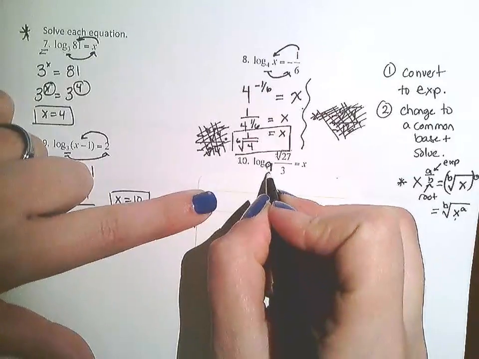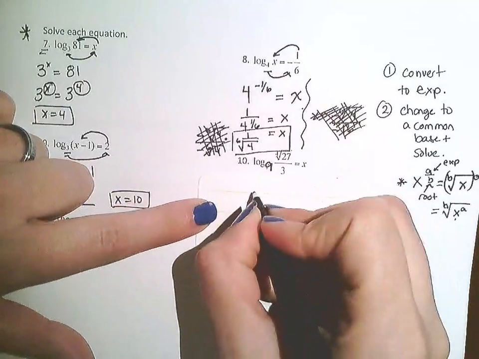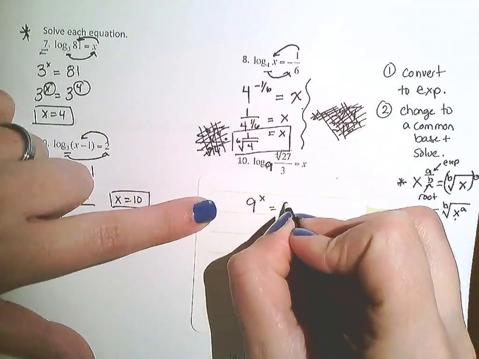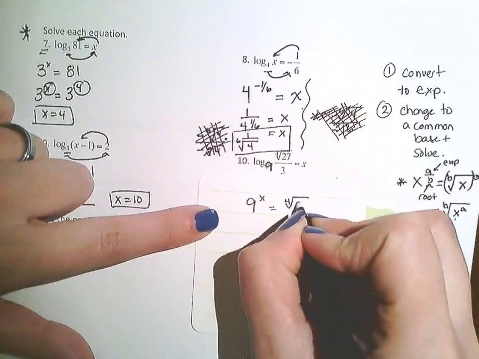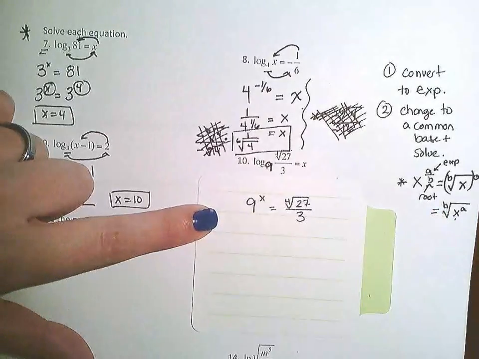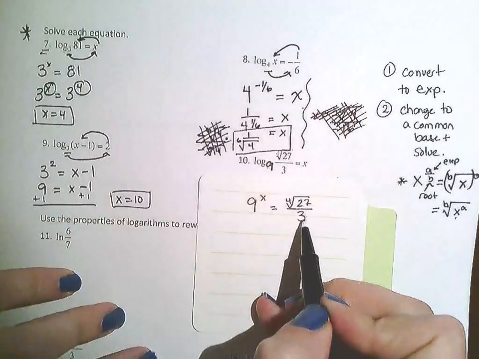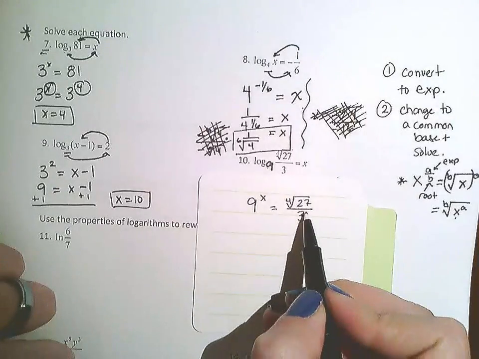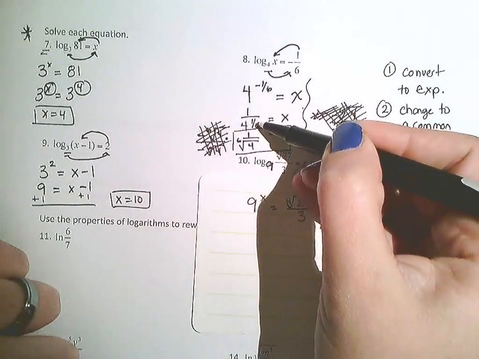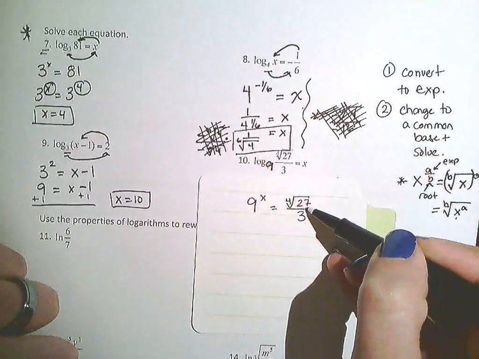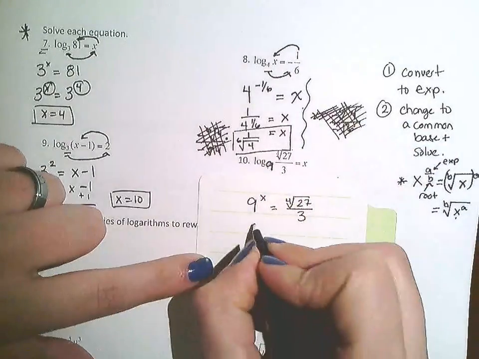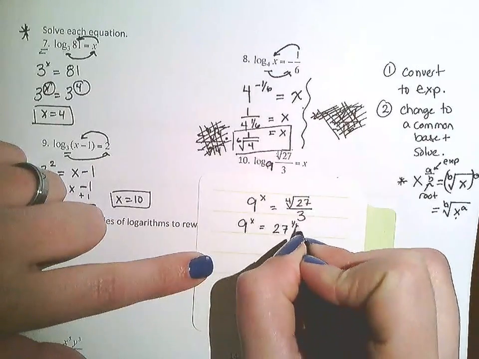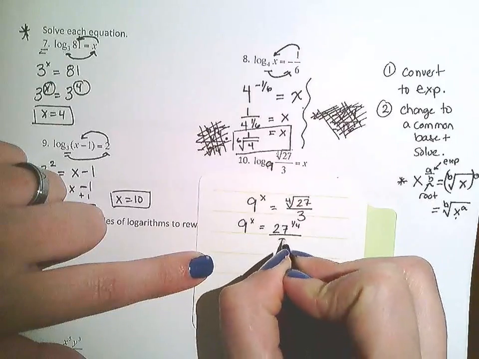All right, so change to the exponential form. So this becomes 9 raised to the x equals the 4th root of 27 over 3. So I kind of see the similarities between 3, 27, and 9, but I have to get to that 27. So the same property that applied over here, how you can go from rational exponent to radical, we can also go from radical to rational exponent. So this I can rewrite as 9 to the x equals 27 to the 1/4 divided by 3.